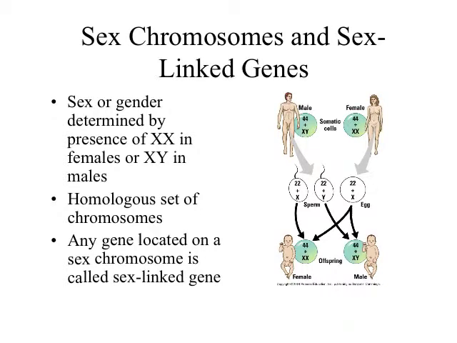The last concept we're going to talk about in genetics is the sex chromosomes and sex-linked genes. Remember, the sex chromosomes determine whether you are male or female. If you have an XX combination, you are female. If you have an XY combination, you're male. This is a homologous set of chromosomes, but on these chromosomes are other genes that control other traits as well. So we have what are called sex-linked genes. Any gene located on the X chromosome is called a sex-linked gene.